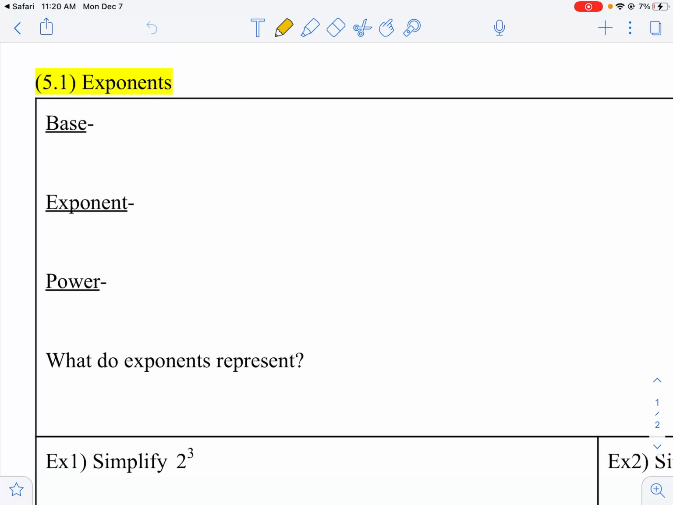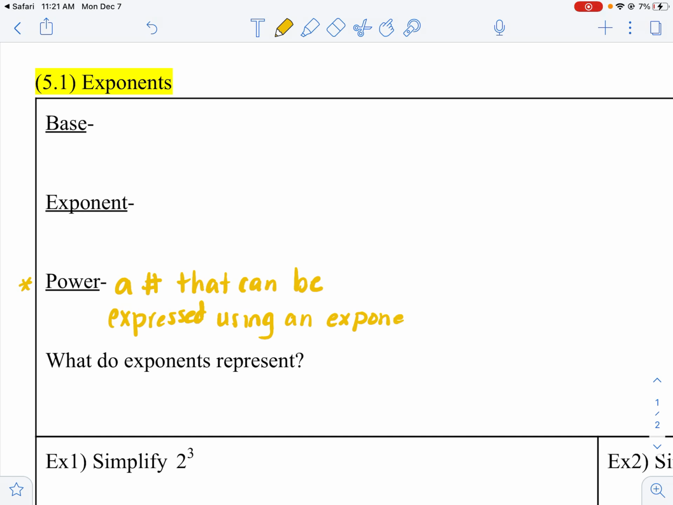In this video, we are going to learn about exponents. The first one I want to define is power. A power is a number that could be expressed using an exponent. Now, we need to define what the word exponent means and what the word base means.